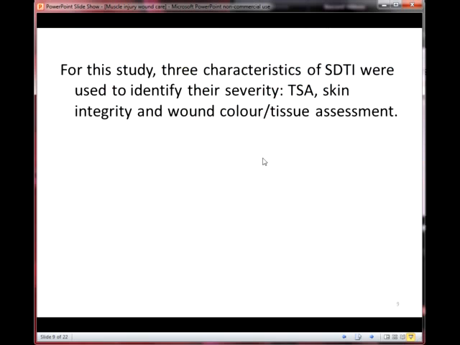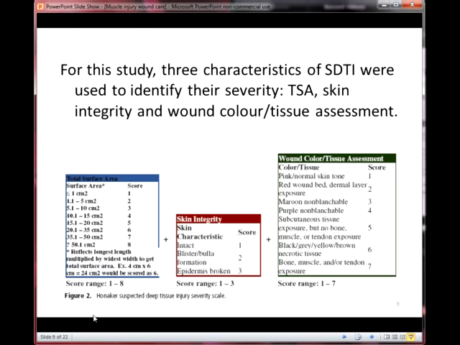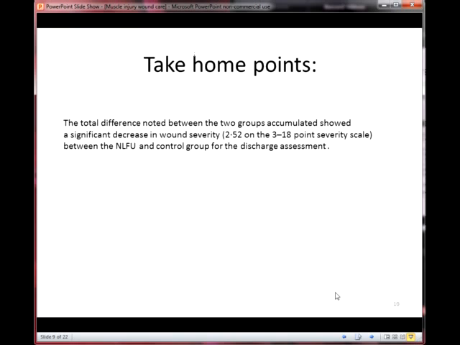For this study, they looked at three main characteristics of the deep tissue injury that they used to identify severity. They used a tissue surface area and skin integrity and a wound color assessment. And this is a scale that Honaker developed here. It's a total surface area, and they score it based on the area, plus the skin integrity. Is it intact or is it broken? And then the coloration of the tissue. And these are indices that then are added together to give you an overall score.